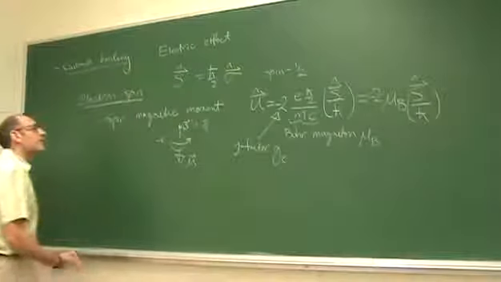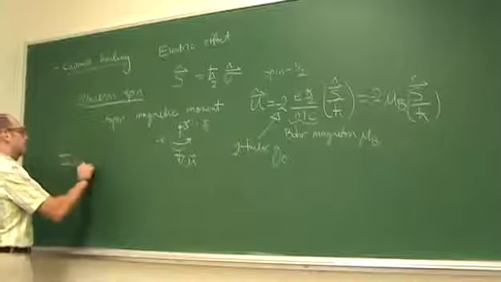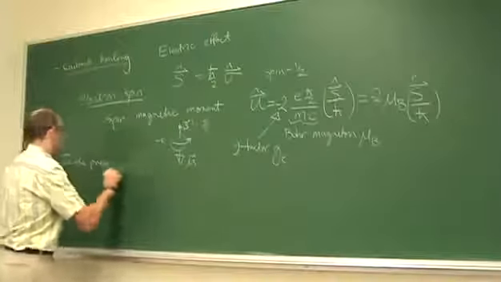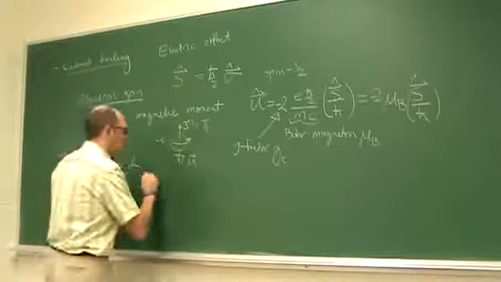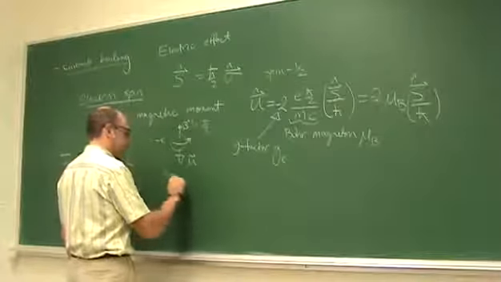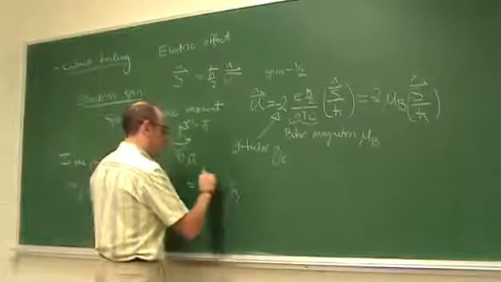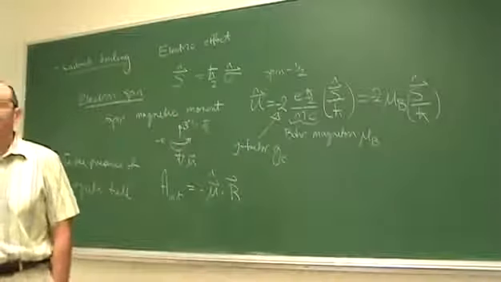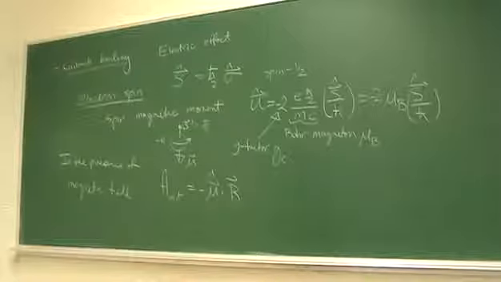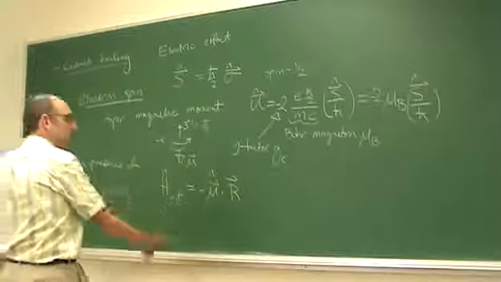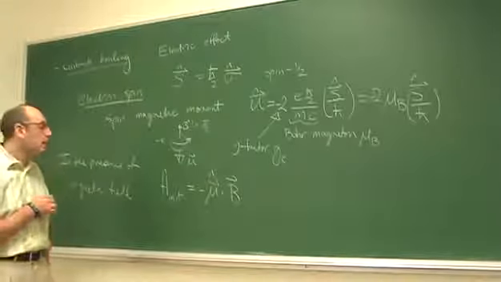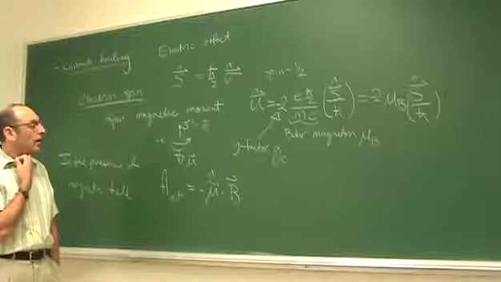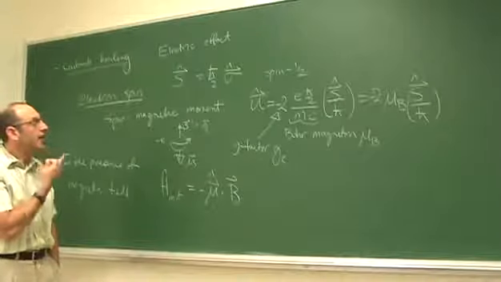Then, in the presence of a magnetic field, we have an interaction minus mu dot B. In the same way that we had the interaction of an electric dipole moment with an electric field is minus d dot E, the interaction between the magnetic dipole moment and the magnetic field is minus mu dot B.